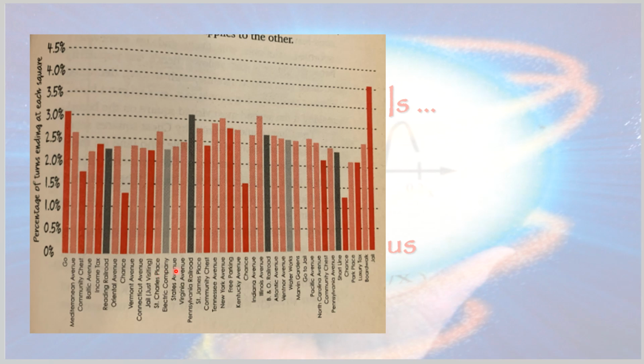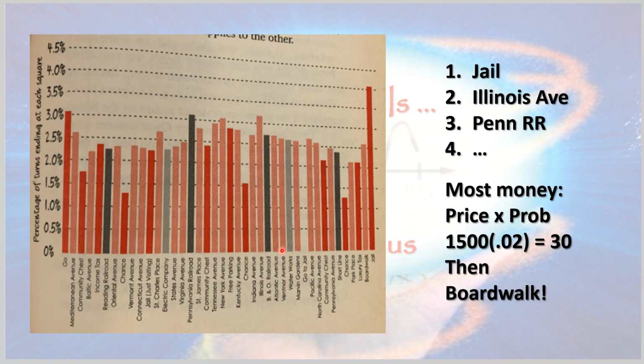The leader, drum roll please, is jail, followed by Illinois Avenue. Of course, the better question is which property will make you the most money. If you make $1,500 from an opponent landing on your Park Place hotel, but they only land there 2% of the time, your expected profit per opponent roll is 2% of $1,500. 0.02 times $1,500, $30. By this measure, the best property is Boardwalk.